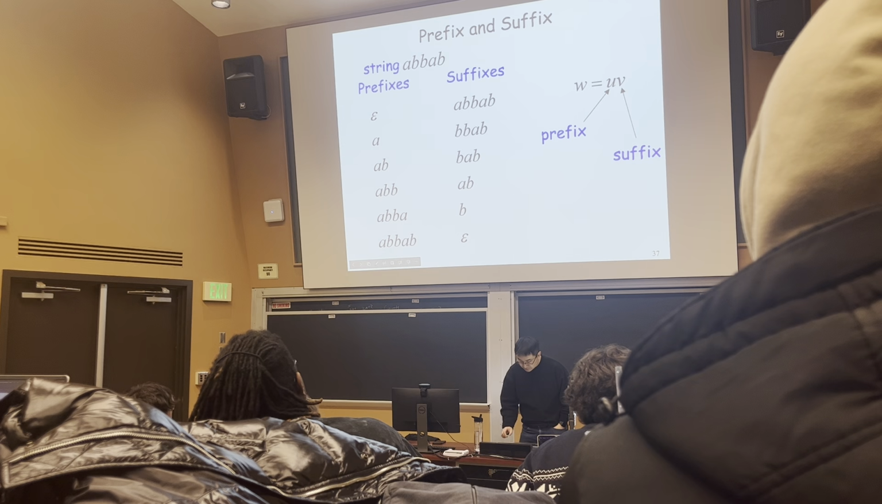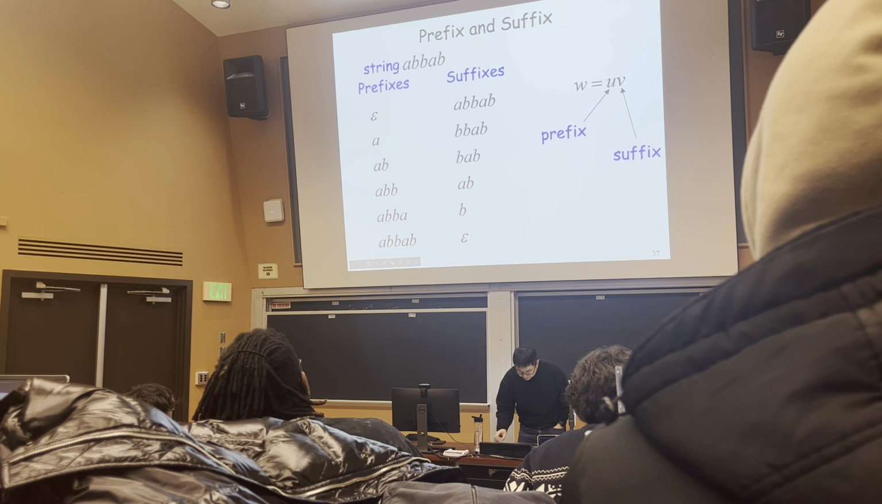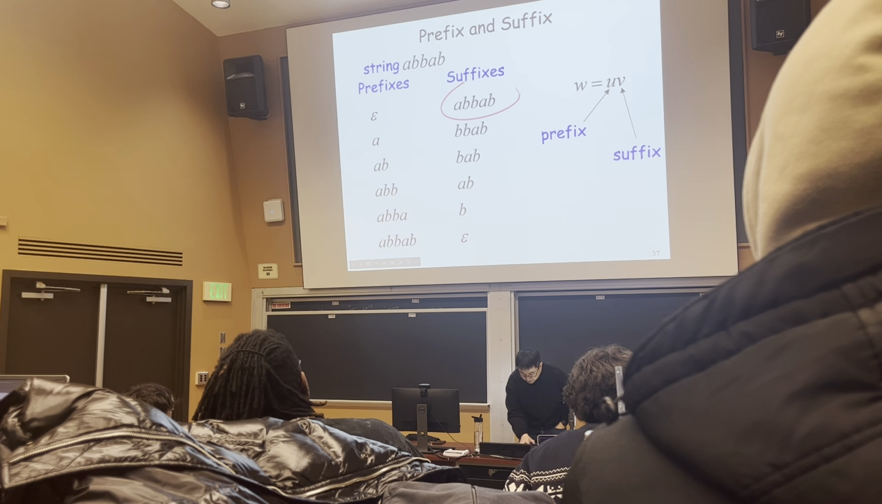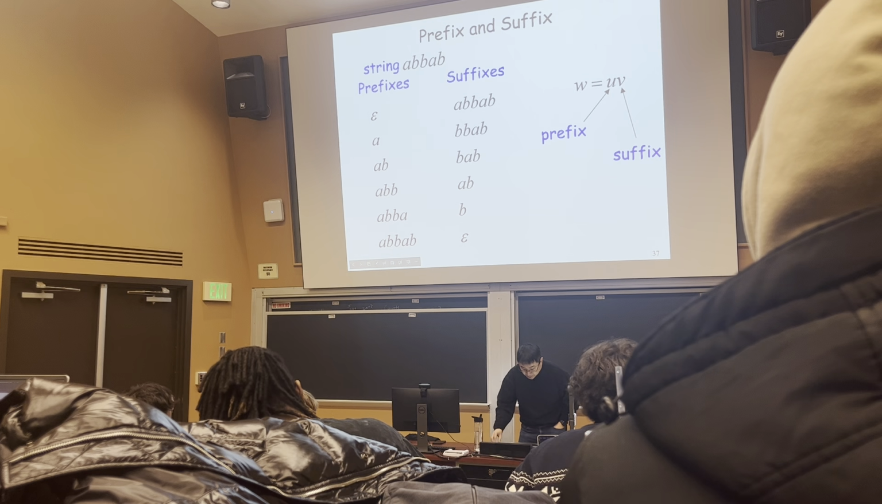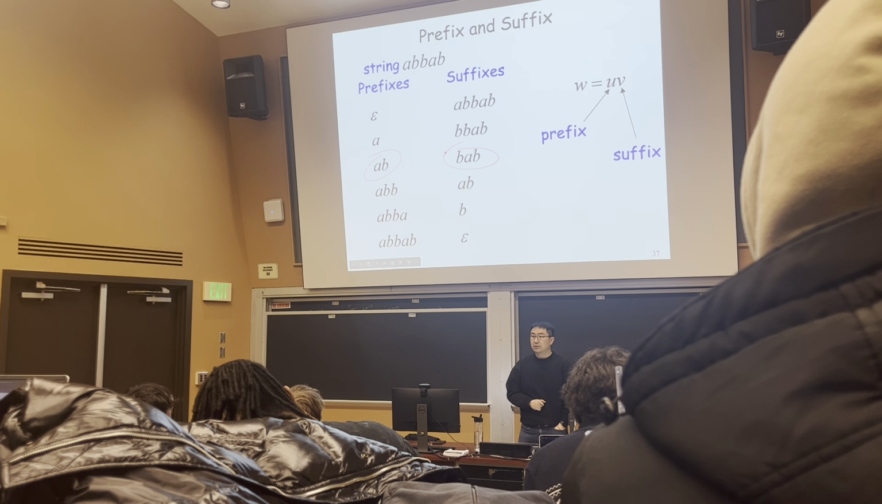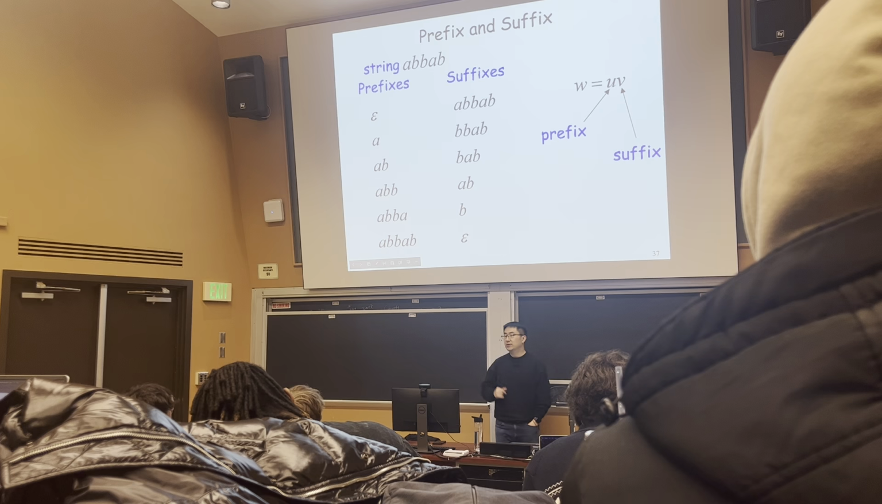Prefix and suffix, I think it's pretty straightforward. If the string is ABBAB, then you can have the prefix as being empty, and then the suffix is ABBAB. And you can also cut it maybe here. Then you have AB and BAB. Those are different ways of separating it.